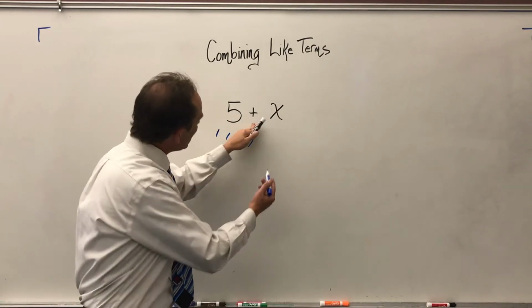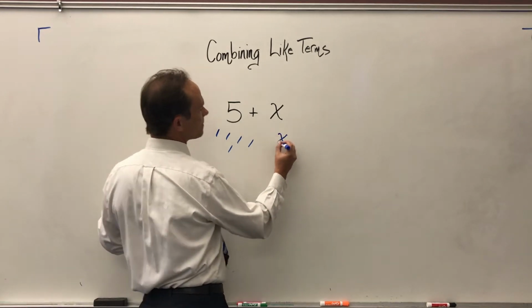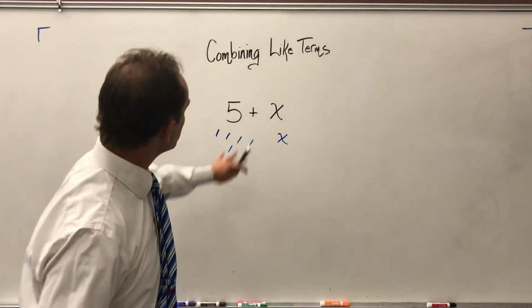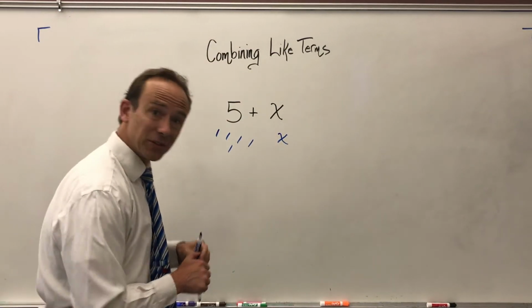It's just 5 and some x's. In fact, there's just one of them. And so it's kind of a different counting unit. And so you'll never be able to combine these terms. Okay, you following?